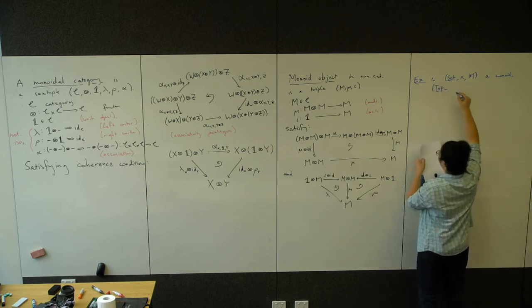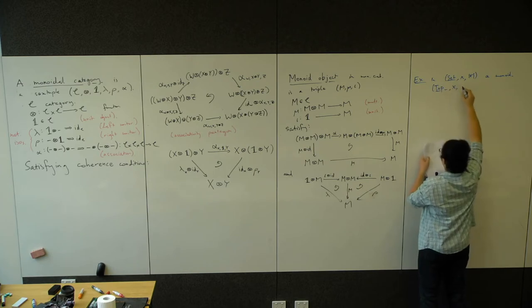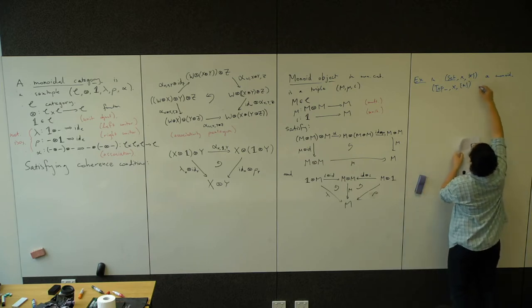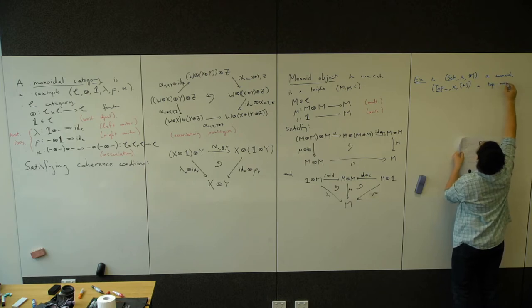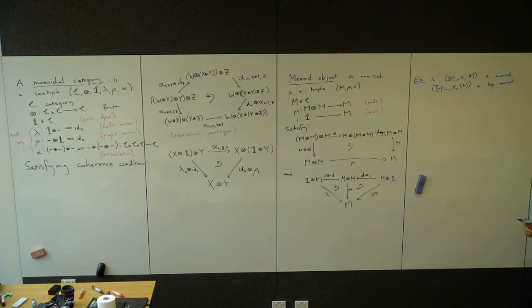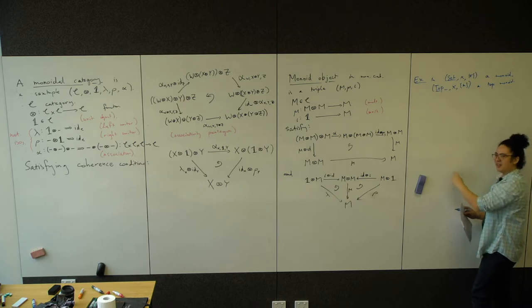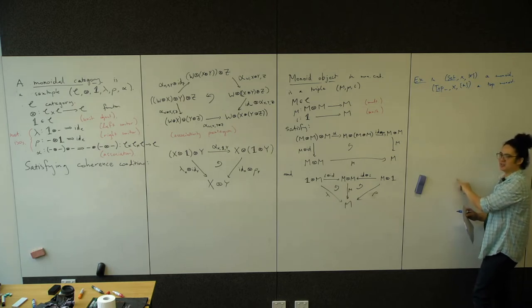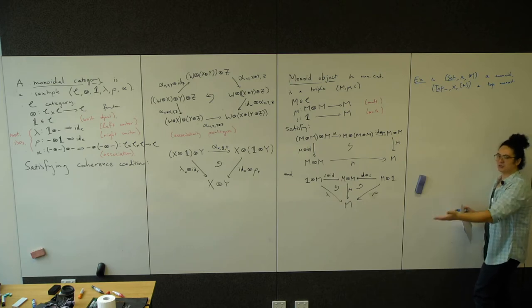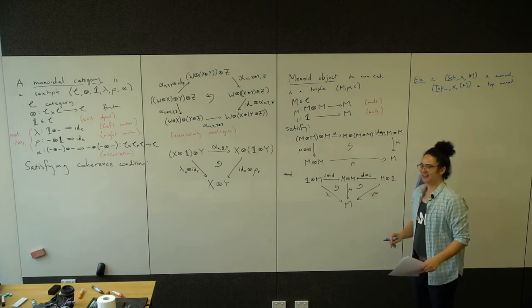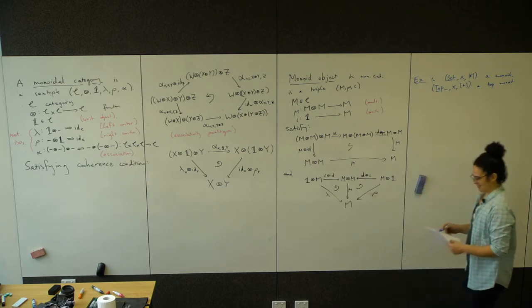In the category of topological spaces with product and the singleton, we have a topological monoid. So what's that? That's a topological space together with a multiplication. So you need to be able to multiply two elements in your space to get another element in the space. That multiplication needs to be associative, and there needs to be an element in the topological space such that multiplication with it is the identity. And those maps need to be continuous.